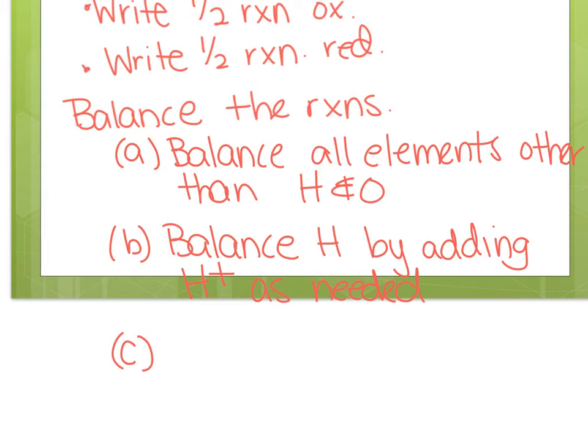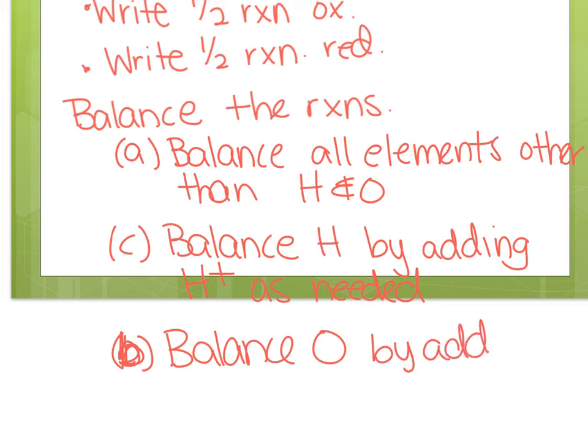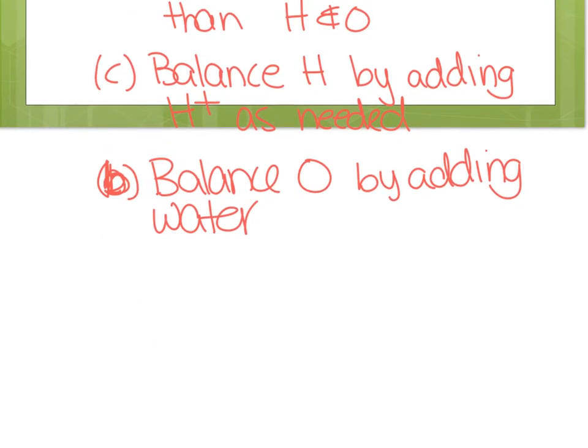Oops, I lied to you. That's step C. Sorry, hydrogens last. You balance your oxygens first. So this is B. Balance oxygen by adding water. I was wondering why we had hydrogens already and we didn't have any added. So we add our water to balance oxygens, then we balance our hydrogens, and then finally, you balance the charges by adding electrons.